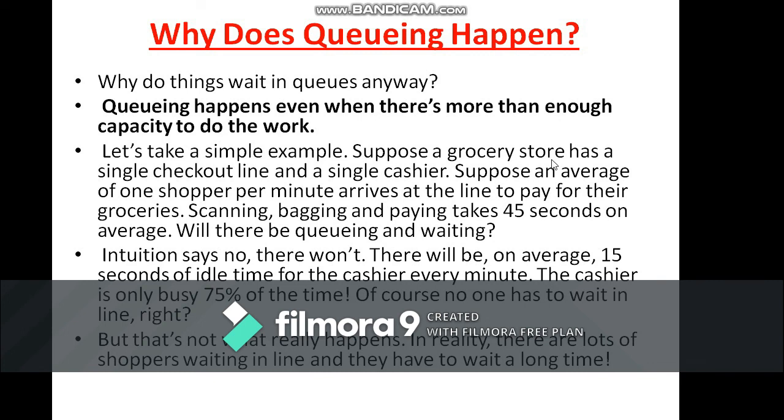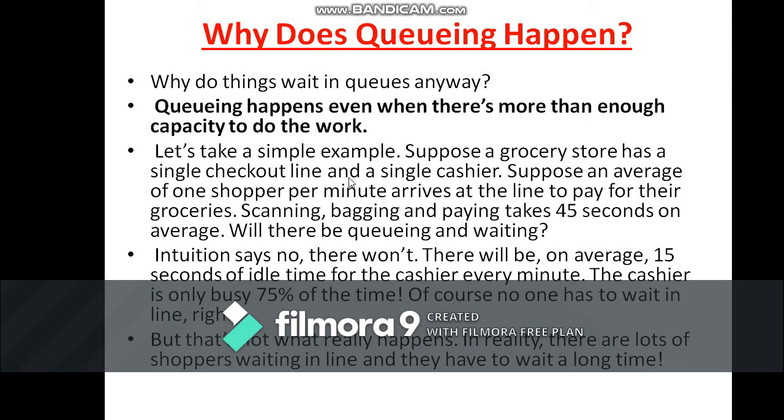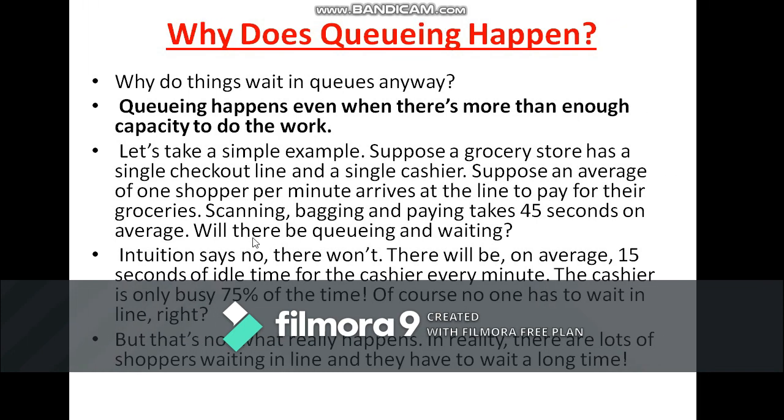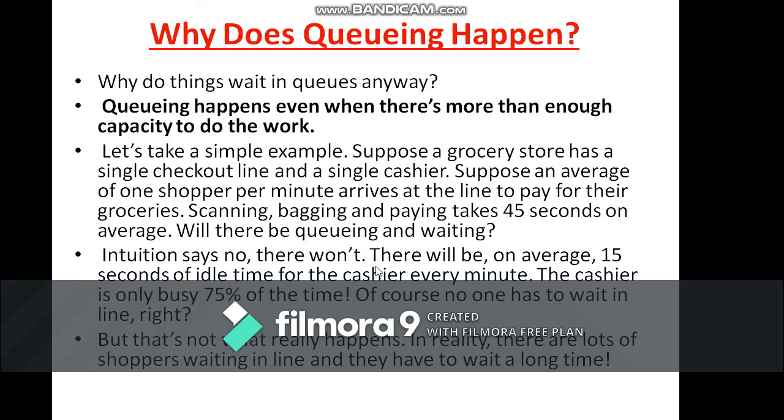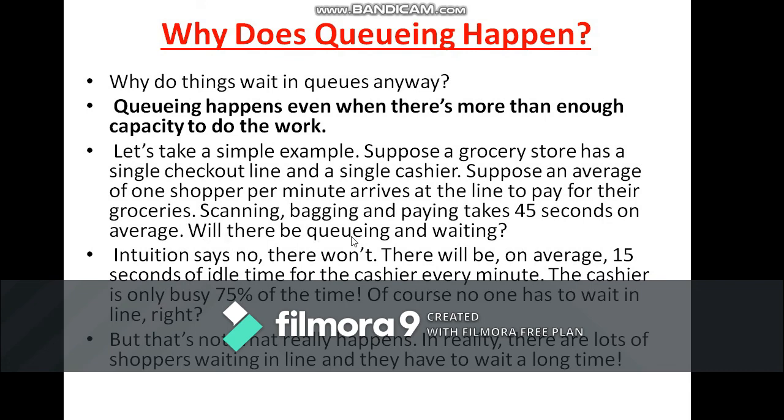Suppose a grocery store has a single checkout line and a single cashier. Suppose an average of one shopper per minute arrives at the line to pay for their groceries. Scanning, bagging and paying takes 45 seconds on average. Will there be a queue and waiting?